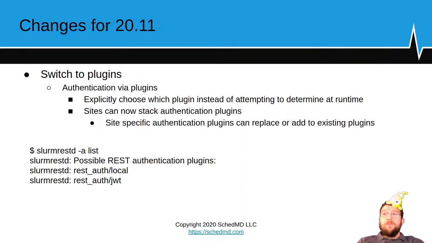I will now switch over to the planned changes to the Slurm REST API in the 20.11 release. The first major change of Slurm REST API was converting to a plugin-based system for authentication. Previously, the authentication was built in, and Slurm REST API attempted to determine the most suitable authentication based on the Slurm configuration and the clients. We decided to make this explicit for sites to choose what they wanted instead.